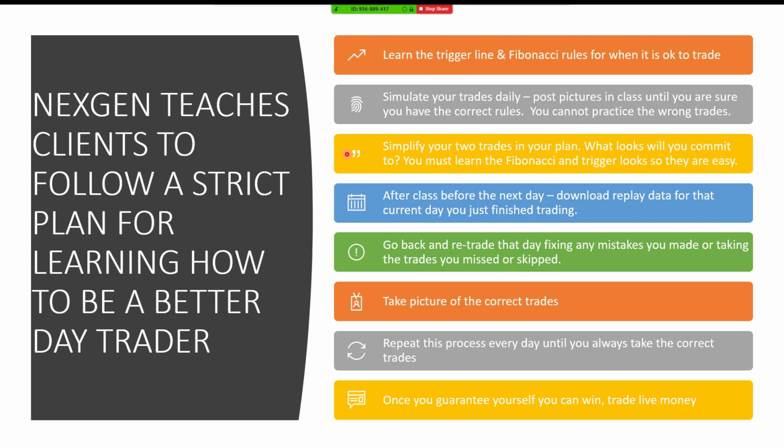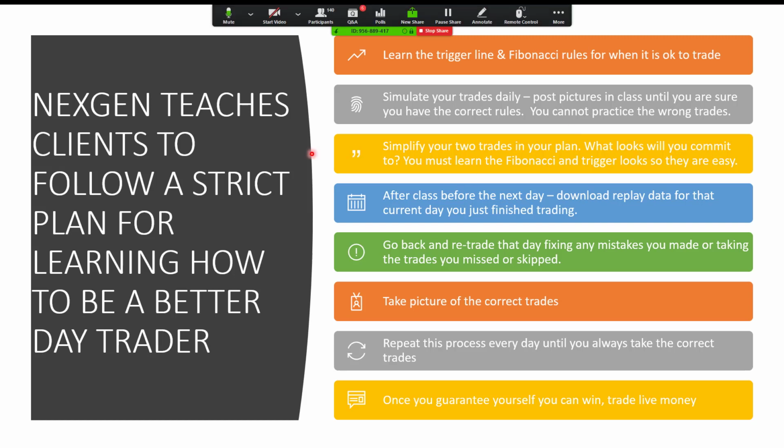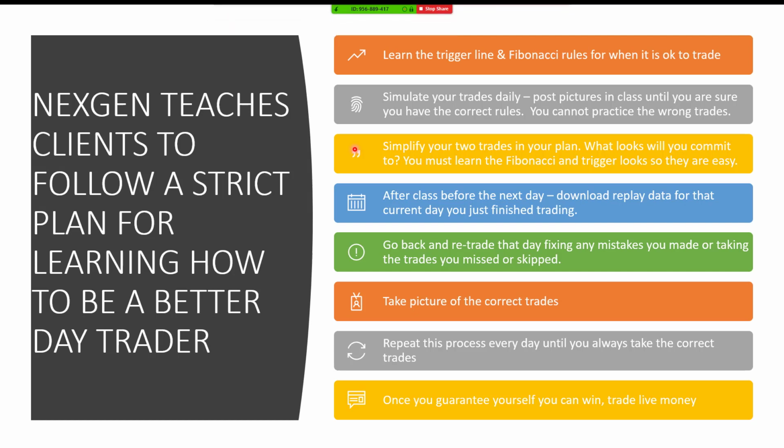Ultimately it comes down to what fib and trigger line look are you going to commit to? Once you learn this fib and trigger line look is my best trade that I can do consistently, that I'm not scared to put on every single time, then you've got the right trade for yourself. And then we tell people to not only simulate during the day, but after the day, go back and download the replay data for that day and practice it again.